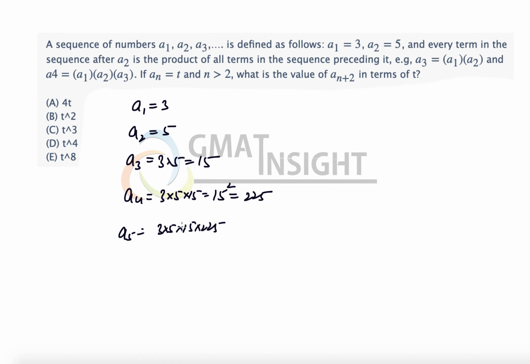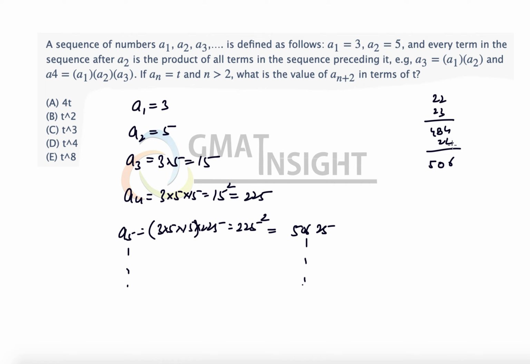A5 will be product of all of these numbers, that means 3 into 5 into 15 into 225. Now if you carefully see, it is 225 into 225, that means every term in the sequence now further will be the square of previous term, right? So 225 square, 22 has to be multiplied by 23, so 484 plus 22 is equal to 506. So these are several terms, and this way the series is going on and on.